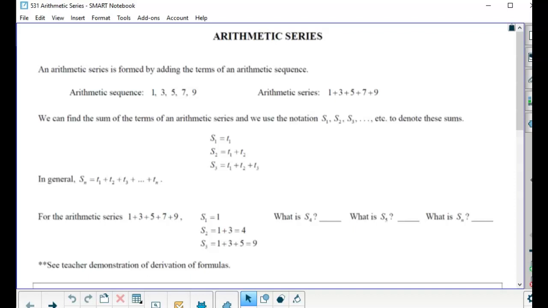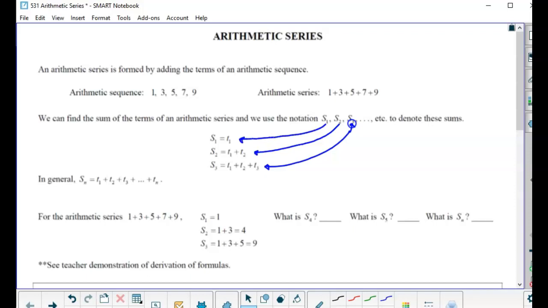And there's a notation for that. So capital S for sum, kind of makes sense. So the subscript tells you how many terms you're adding. So this 3 means we're adding the first 3 terms, right? So this 2 means we're adding the first 2 terms. S1 is the same as term 1, okay? So that's always going to be the same.